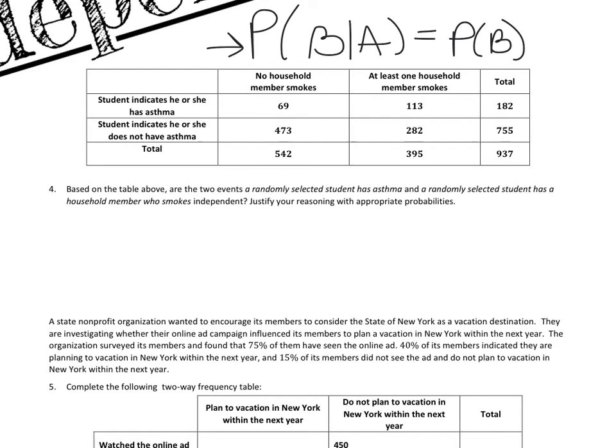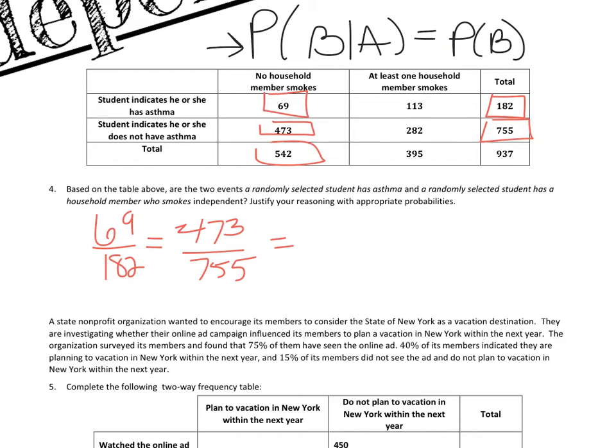But the easiest way to see if events are independent is by just doing proportions with the table. And I'm going to show you several ones. You can do as many as you want, but you just need two fractions to see if they're equivalent. So one example is you could do 69 divided by 182. If the events are independent, then 473 divided by 755 would be equal. Also, these would be equal: 542 divided by 937. So let's just do this and then I'll show you another way you can prove independence.